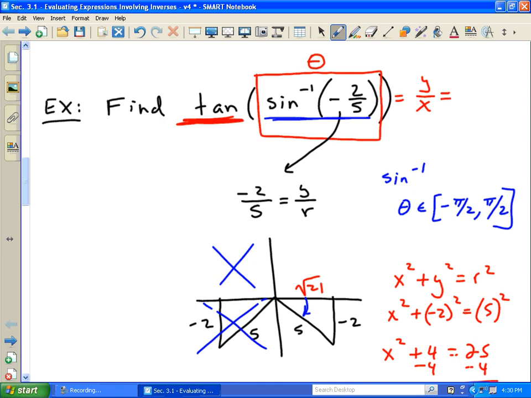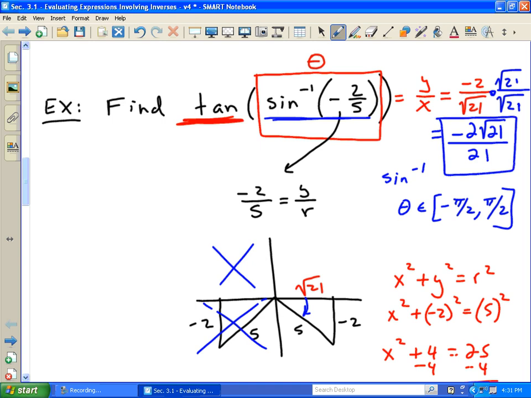What is y? y is negative 2. What is x? The square root of 21. The final thing I need to do is rationalize my answer. So my final answer will end up being negative 2 square roots of 21 all over 21.